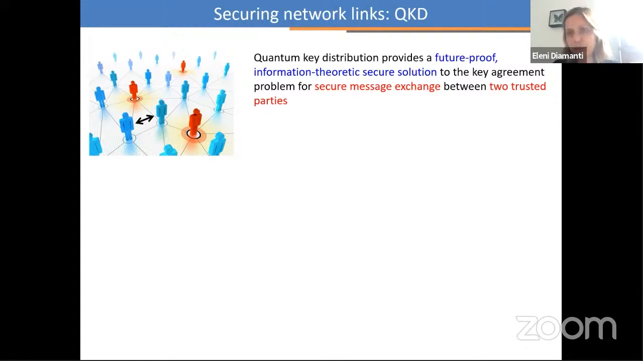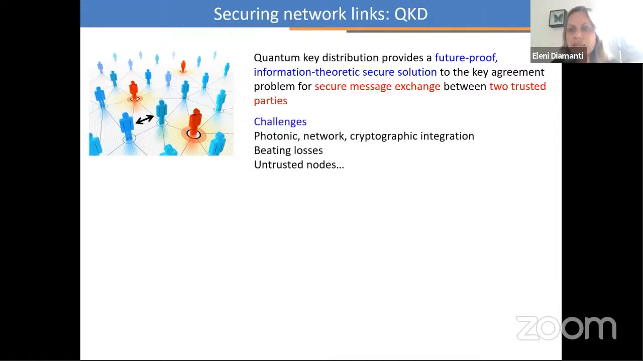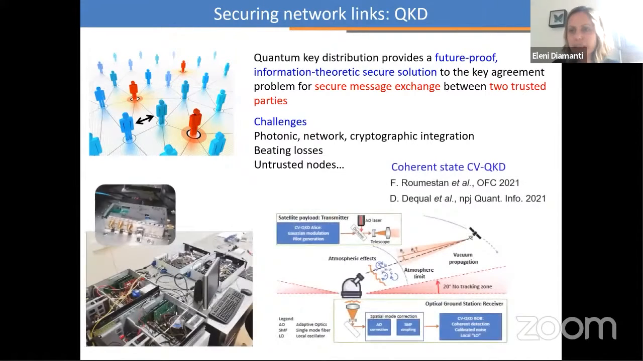So there is a lot of work happening today on QKD. There is a bunch of challenges that are being addressed by the community. That includes photonic network and cryptographic integration, beating losses, and of course taking care of the untrusted nodes, either by using repeater techniques, like the ones that were mentioned several times in the workshop, and also of course satellite communications. In our group, as a little overview, we're focusing on coherent state continuous variable QKD in all of these aspects. So this is very much Gaussian.